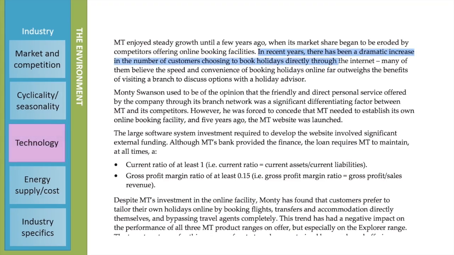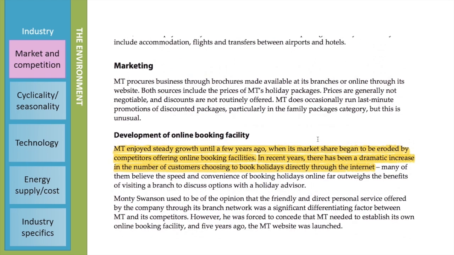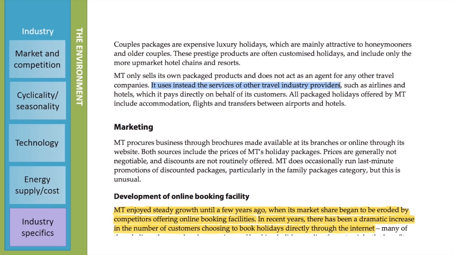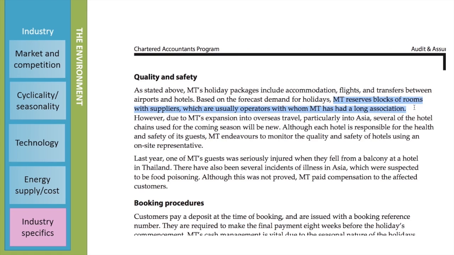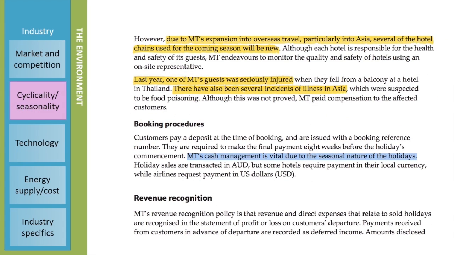The increasing popularity and availability of the internet has changed how customers choose to book their holidays. As a result, Monty Travel lost market share to online competitors. Even though they now have an online strategy, it hasn't been enough to turn things around. Monty Travel relies on third-party suppliers, usually ones that it trusts. However, its recent expansion into Asia forced the company to use new suppliers, and unfortunately, some of these new suppliers have had health and safety issues. Finally, the travel industry is subject to seasonality.